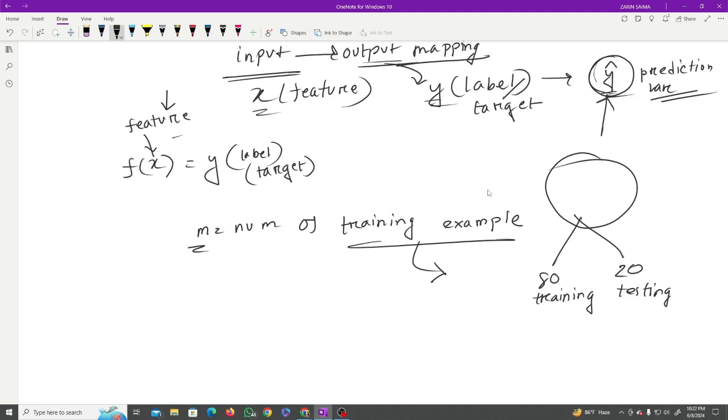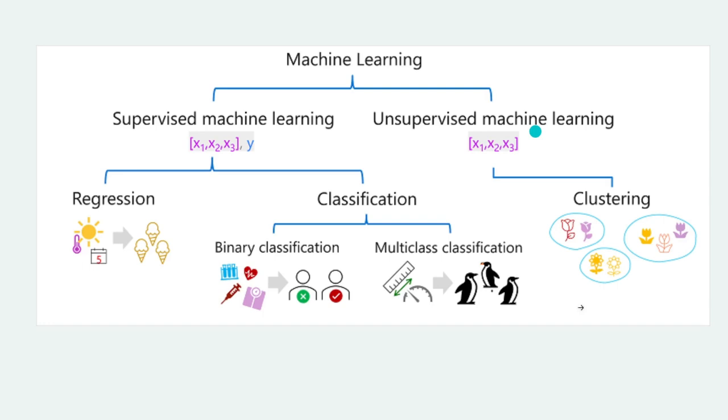okay. So in supervised learning, we do have a label, but in unsupervised learning, we don't have a label. And I will talk about what a label is and how it actually makes sense. Then in supervised learning, we have regression and classification. In unsupervised learning, we have clustering. In classification, we have binary classification, multi-class classification, and so on and so forth.